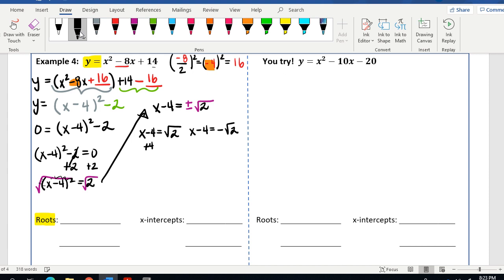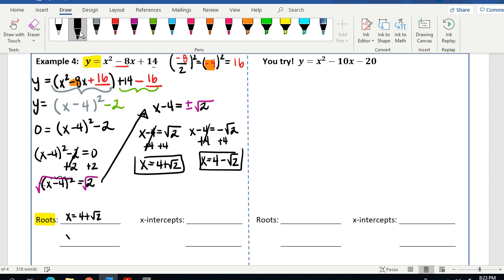So I'm going to add 4 to both sides on one of them. So I'm left with x on the left, a positive 4, plus the square root of 2 is my first root solution. For my second one, I'm going to add 4 to both sides. So I get x equals a positive 4 minus square root of 2. So here are my roots, x equals 4 plus square root of 2, and x equals 4 minus square root of 2. And again, these can be called zeros, solutions.